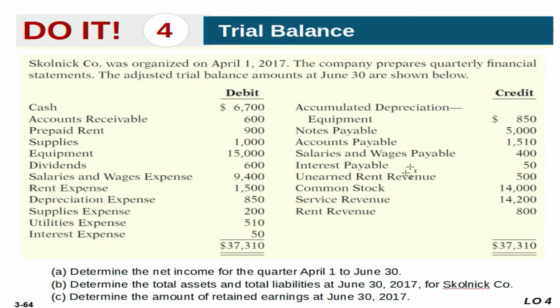So they give us all these accounts and all these numbers. This is the adjusted trial balance. Thankfully we don't have to do any adjusting entries. It just wants us to prepare the financial statements, basically. Determine the net income for the quarter, April 1st to June 30th. Determine the total assets and total liabilities for Skolnick, and determine the amount of retained earnings.